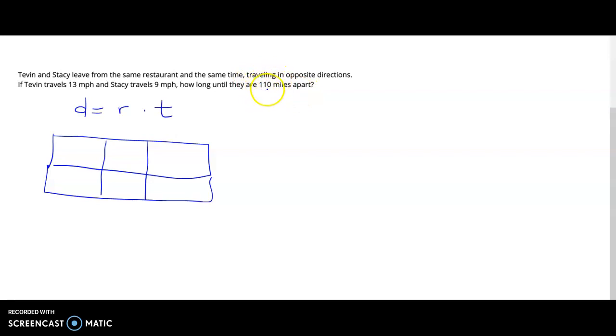We know they're going to be 110 miles apart, so they've started here and one maybe has gone a little further, right? So we know this total distance is 110 miles. But it's tricky, we can't say 55 each because they're traveling at different speeds. So Tevin's going to be a little further than Stacy is. But what we can do is we can say, well, let's call Stacy's distance x.